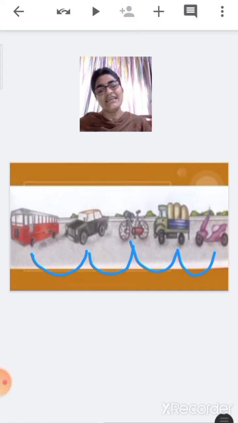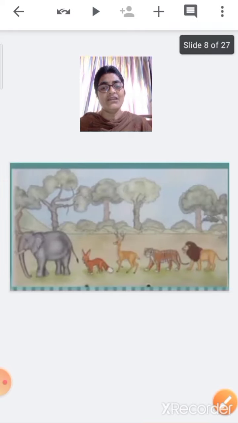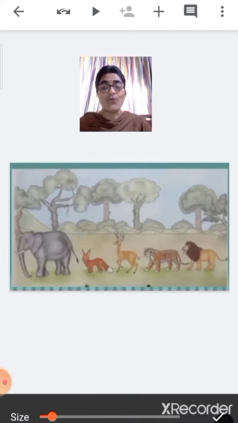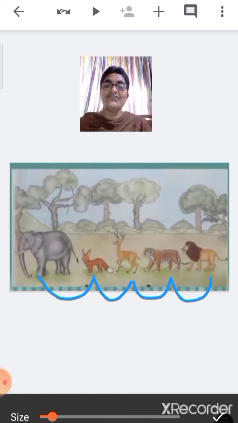After means next. Now here you can see some wild animals. Children, this is an elephant. What is there after elephant? After elephant, there is a fox. After fox, there is a deer. After deer, there is a tiger. And after tiger, there is a lion. So, after means next.